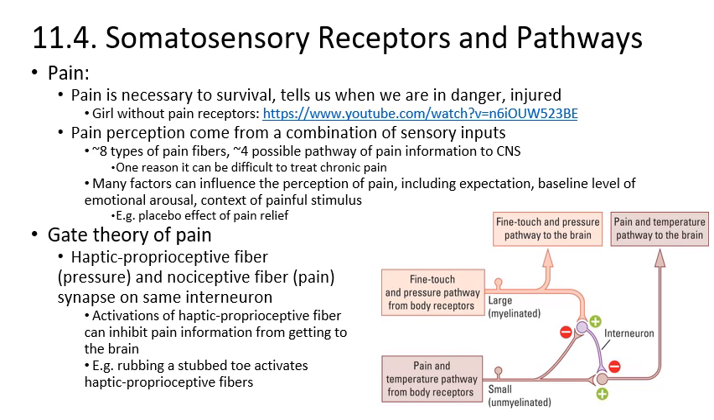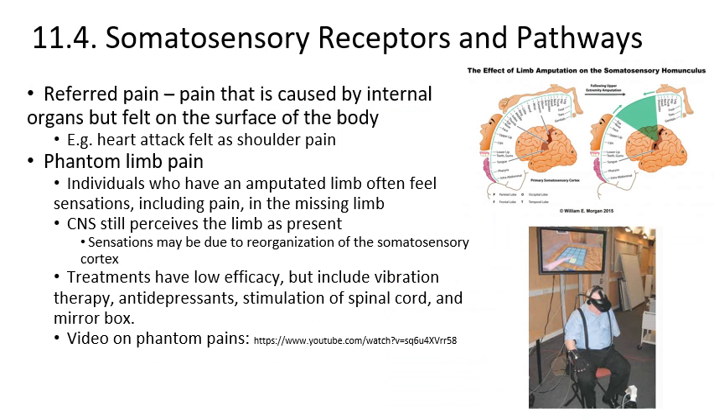An example of this is if you stub your toe or hit your knee and rub it, this can often inhibit some of the pain, and this would be a manual activation of the haptic proprioceptive fiber. Referred pain is a pain that's caused by internal organs but felt on the surface of the body. A really common example of this is that predominantly in men, heart attack is often felt as shoulder pain. So the pain is actually happening in the heart muscles, but it's referred pain, so people sometimes feel it in their shoulders or in their left arm.